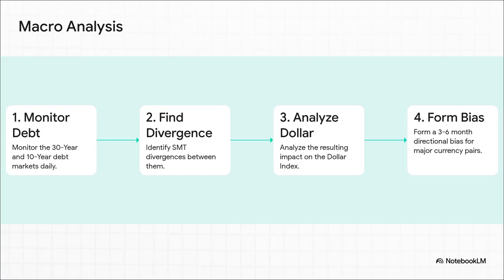Let's boil this all down into a simple checklist. Step 1, you've got to keep an eye on the 30-year bond and 10-year note charts every day. Step 2, you're on the hunt for those critical SMT divergences where one fails to confirm the other. Step 3, connect that signal to the dollar index and anticipate its next big move. And step 4, use that dollar bias to form your long-term 3 to 6 month outlook on all the major currency pairs.